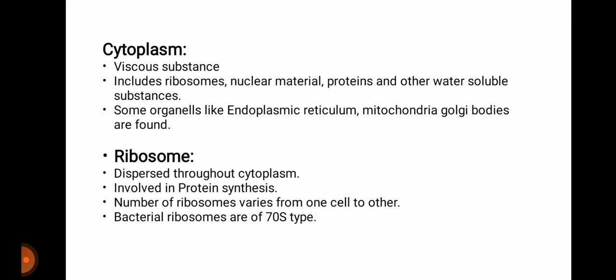So, the next one is cytoplasm. It is a viscous substance. Cytoplasm includes ribosomes, nuclear materials, proteins and other water soluble materials and reserve food material. Organelles like endoplasmic reticulum, mitochondria, Golgi bodies are absent, and plasmids and episomes are also found in the cytoplasm.